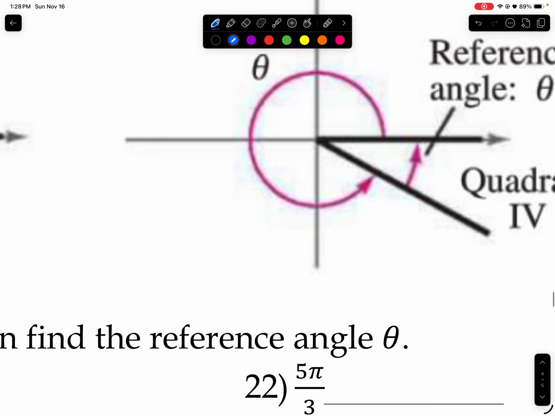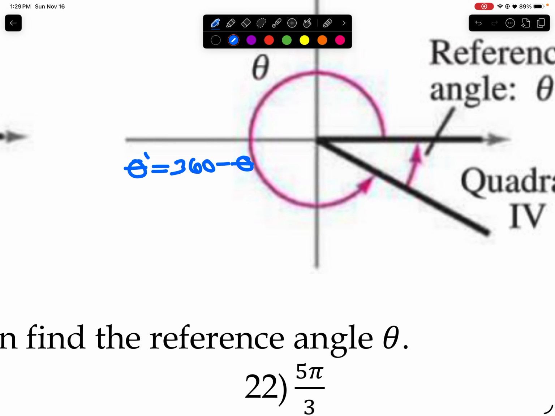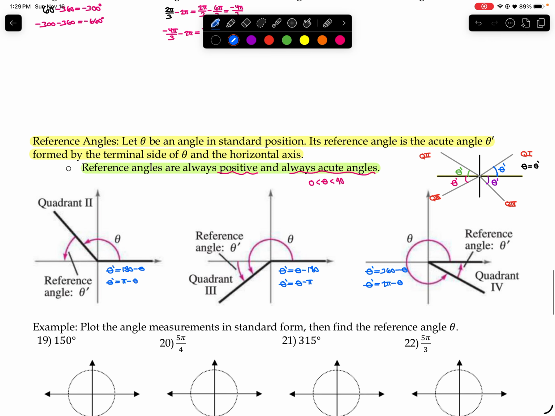And then in quadrant 4, I want to measure just this angle right here, which is your theta prime, which means I want to get rid of the rest of this. So I want to do the full rotation of 360 minus the actual angle itself. So your theta prime here, which is your reference angle, is going to be either 360 minus the angle in degrees, or 2 pi minus your angle if we're in radians. So those are your formulas.